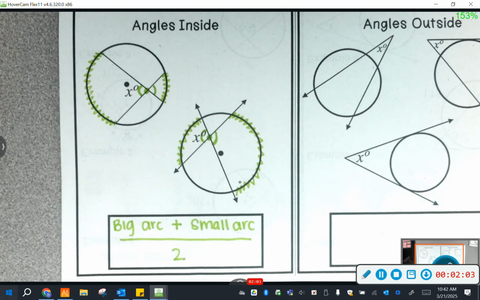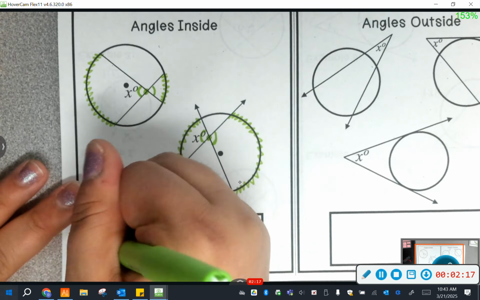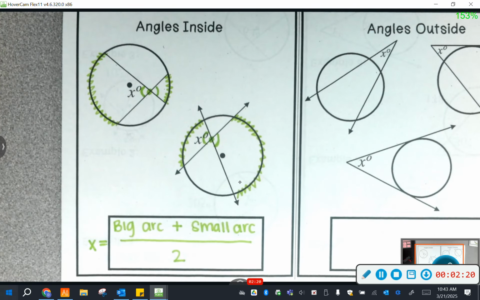Big arc, write it down, plus small arc divided by 2. That's what x equals. Big arc plus small arc divided by 2. Do I have any questions yet?